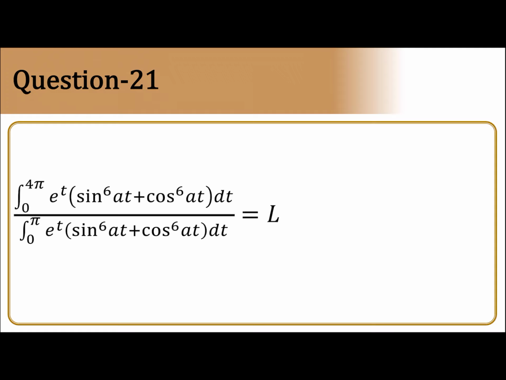This is again a good problem. 0 to 4 pi e to the power t, sine to the power 680 cos to the power 480. This is sine to the power 680, cos to the power 480. There is a mistake here. This is 4, and e to the power t, sine to the power 60 and cos to the power 480. This is 4. It's a very interesting problem, a unique question. It's 4.